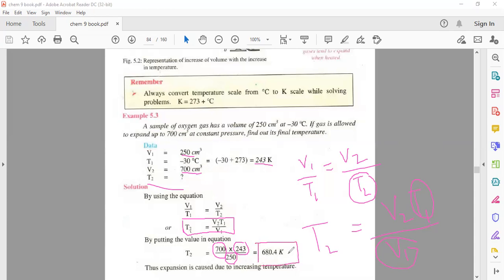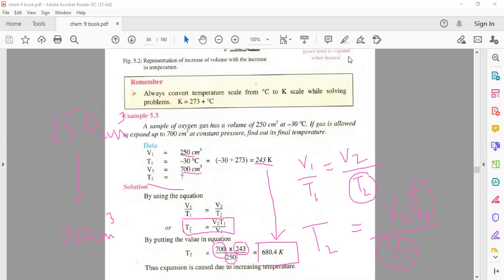680.4 Kelvin. So इस बात का प्रूफ मिल गया है कि टेम्परेचर 243 केल्विन से 680 तक इंक्रीज हुआ जिसकी वजह से वॉल्यूम 250 सेंटीमीटर क्यूब से 700 सेंटीमीटर क्यूब तक इंक्रीज हो गया.